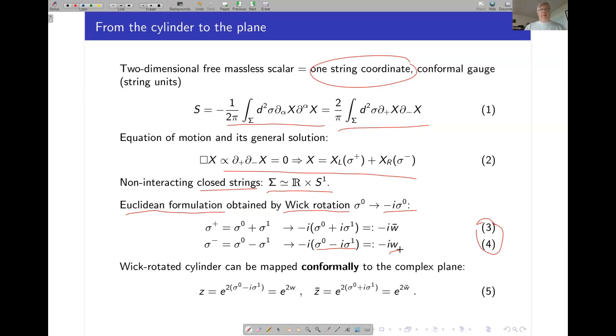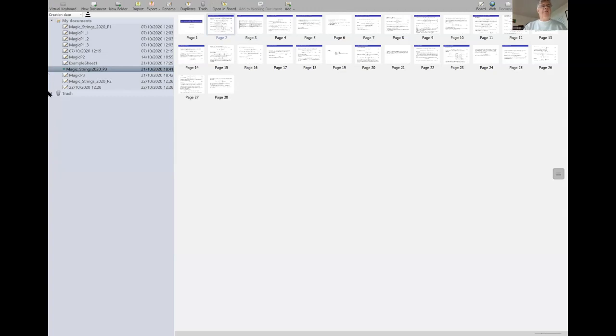And then I do some further step, namely I make a conformal map from this Wick rotated cylinder to the complex plane. And this conformal map is simply given by the exponential function. And this gives me then a complex coordinate z, and its complex conjugate z bar on this complex plane. And these will be the basic variables with which I will work in my conformal field theory setup. Let me show some picture about this.